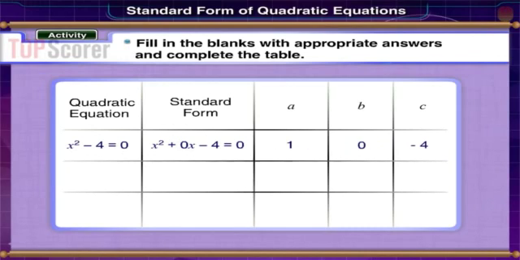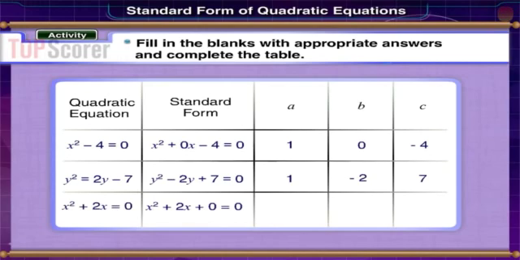Similarly, we write the quadratic equation y square is equal to 2y minus 7 as y square minus 2y plus 7 is equal to 0, where a is equal to 1, b is equal to minus 2 and c is equal to 7. For the third quadratic equation, we write the standard form of the equation as x square plus 2x plus 0 is equal to 0, where a is equal to 1, b is equal to 2, and c is equal to 0.